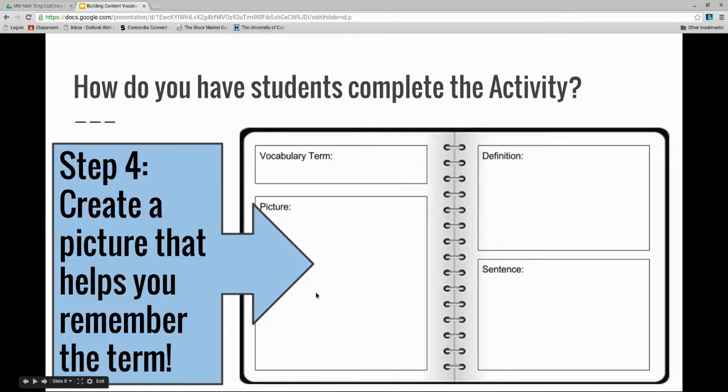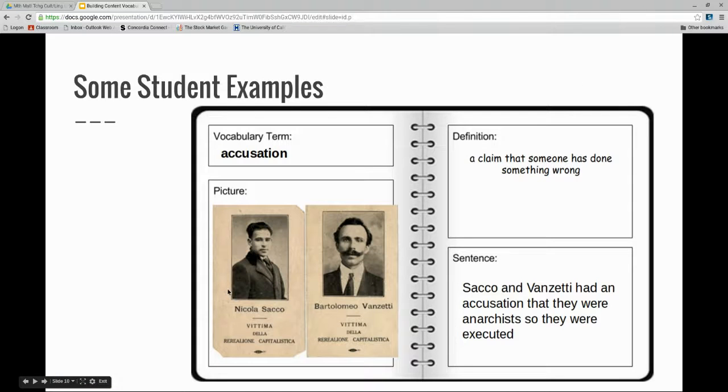Now, one of the cool things that our U.S. History PLC does is we actually let students use Chromebooks in class, so they have the opportunity to look up pictures and add them in. And if they're not artistic, it does not penalize them for drawing something wrong. And it really does help them remember the terms that they put into their vocabulary card. So here's just a few student examples from past units.